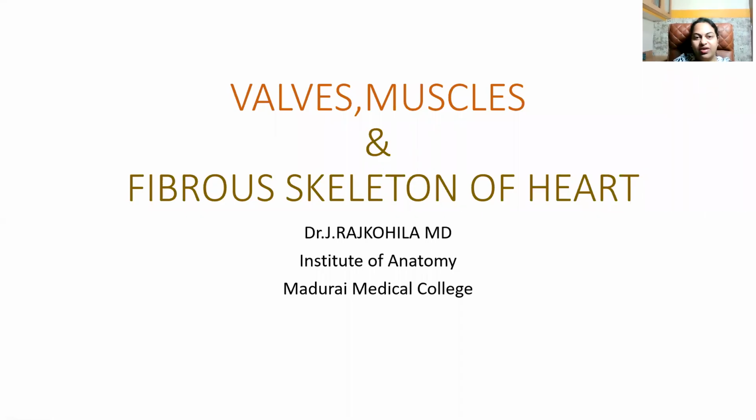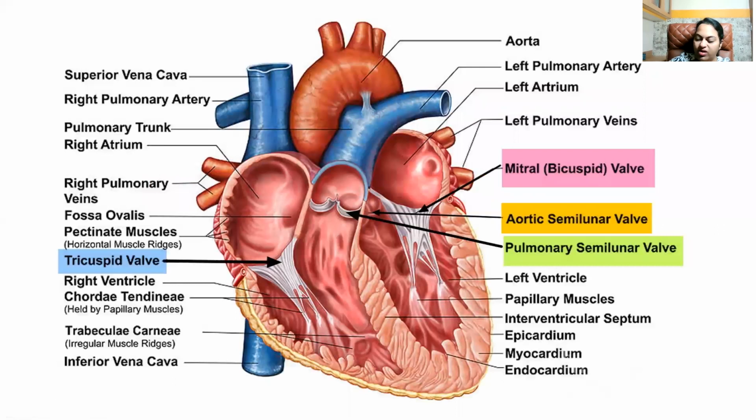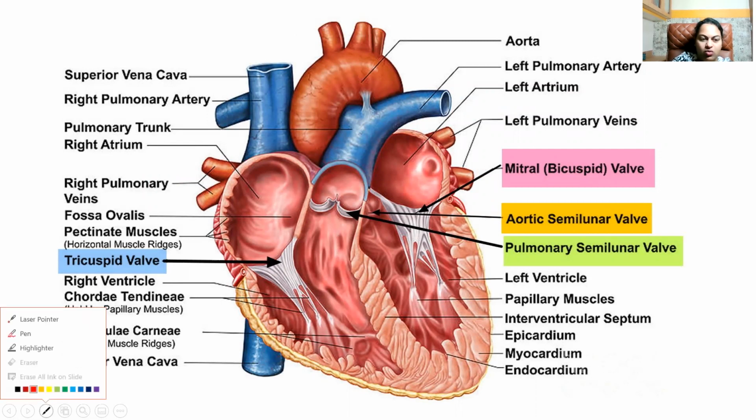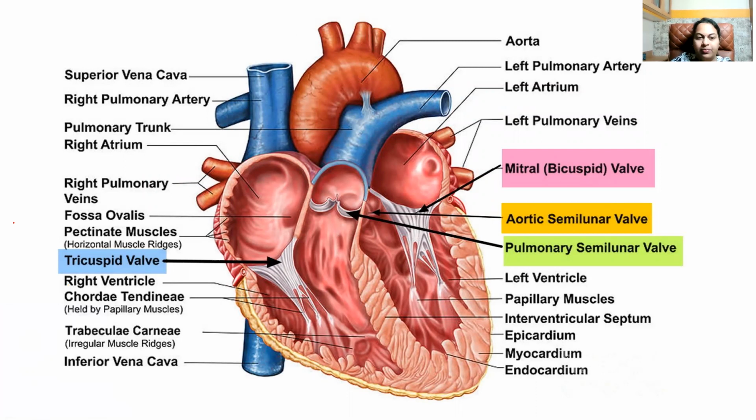Today's class we are going to see about the valves, muscles of heart and fibrous skeleton of heart. So in school itself we must be learning in detail about the valves of the heart, I suppose. Yeah. So what are they? We have atrioventricular valves and the semilunar valves.